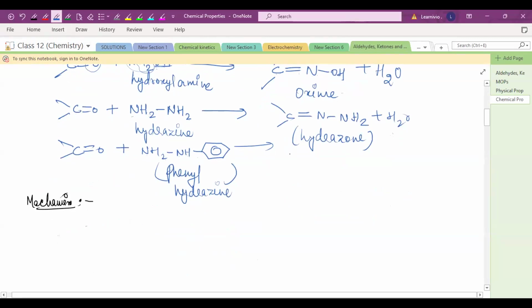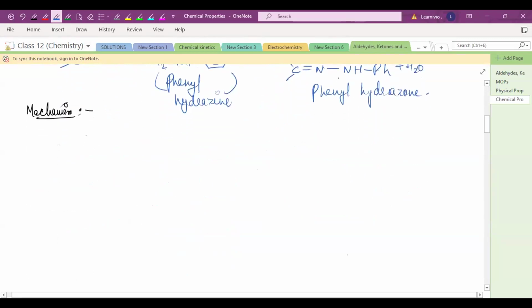C double bond N, yes, NH with the benzene ring. Very good. I'm just writing the phenyl. So this is known as your phenyl hydrazone plus water. Now let's understand the mechanism of how we get this product.